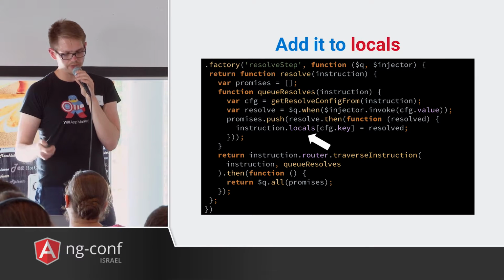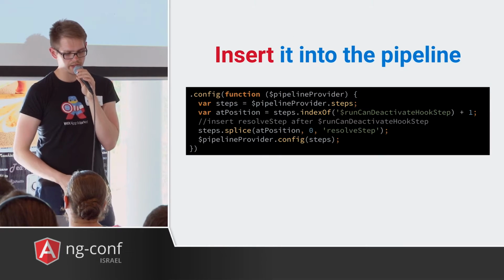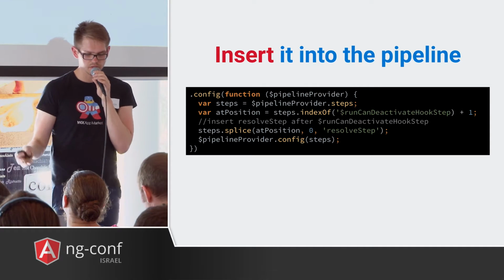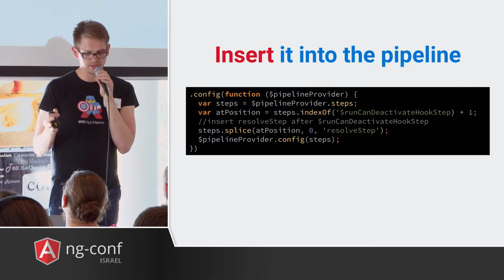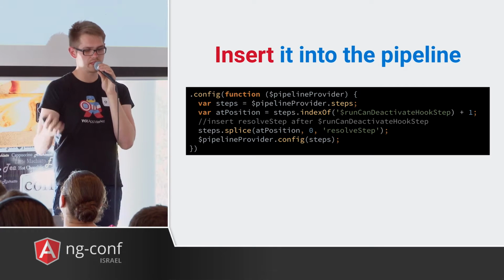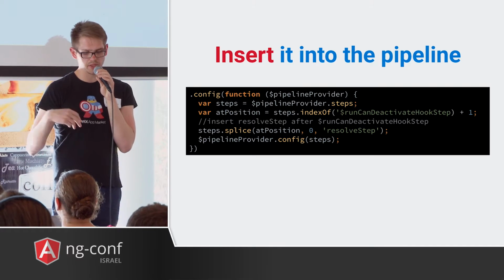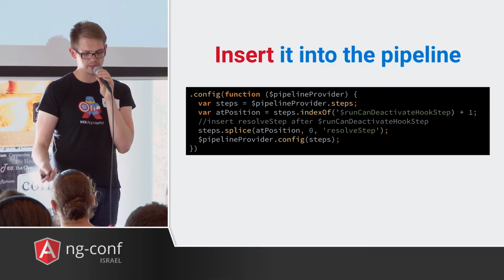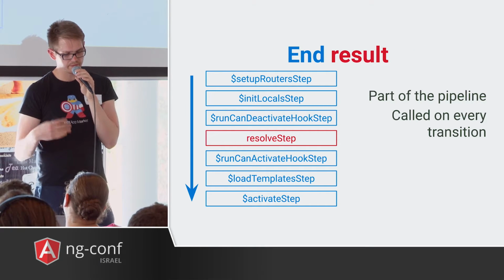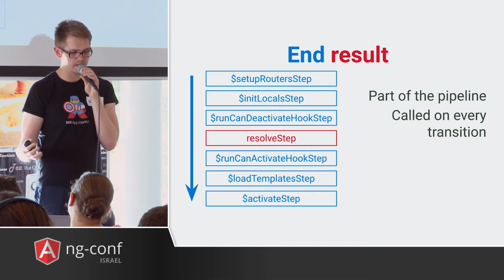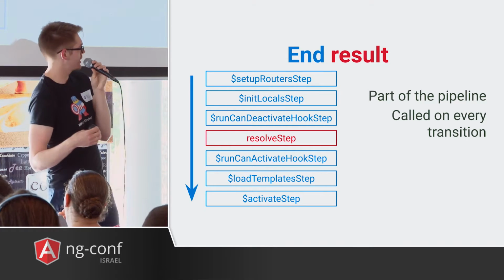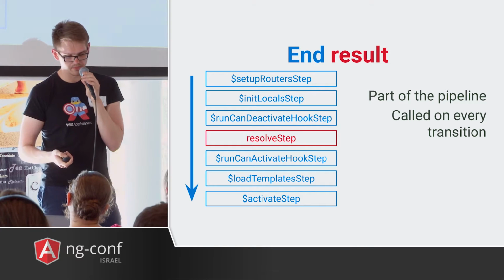One final thing, when we have this, we have to insert it into the pipeline. And the pipeline has a provider. The details of this code aren't important. What it does is essentially take the name of the new step that you have, the new service, and plug it into the pipeline config provider steps. The end result is that we have a resolve step in our pipeline. This means that it's part of the pipeline, it's getting called on every transition, and it allows you to control some parts of your application.